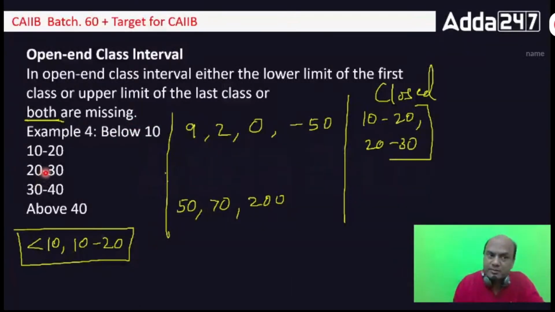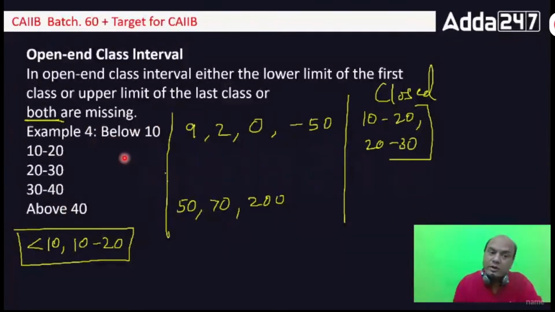Similarly, if I take this example, 10 to 20, 20 to 30, 30 to 40 and above 40. Now again it becomes open-ended. Why? Because above 40 you don't know. It can be 50 also, 100 also, 1 lakh also, 1 crore also. Right?